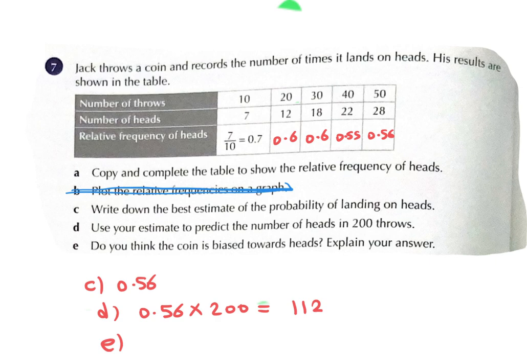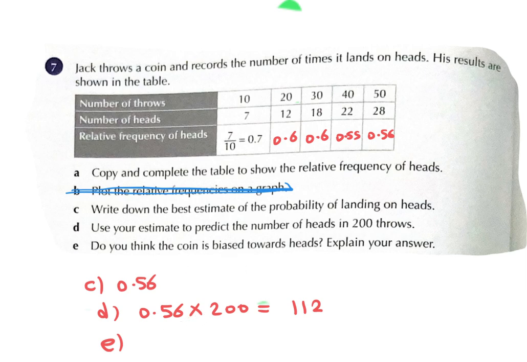Listen. 0.56 is the best estimate for the probability, times the number of throws to find the expected number. Now for E. Read, Anas. Do you think the coin is biased towards heads? Explain your answer. Okay. Do you think the coin is biased?